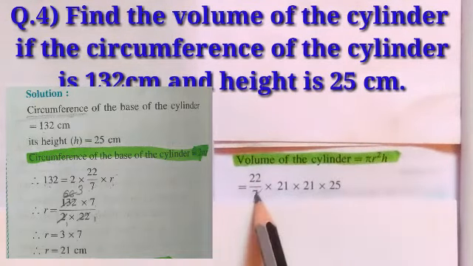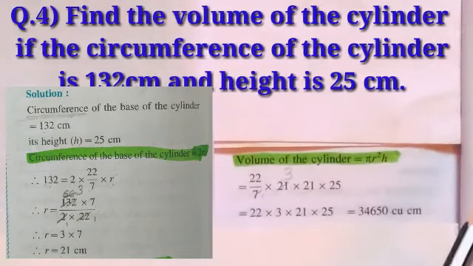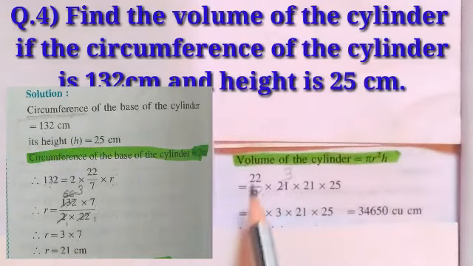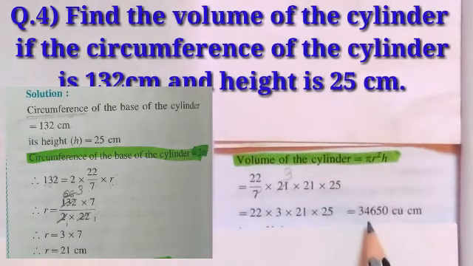Let's do the calculation. 7 1s are 7, 7 3s are 21. If we do the calculation more clearly, then we get 22 multiplied with 3 multiplied with 21 multiplied with 25. At last we got the answer, that will be 34,650 cubic centimeter. Students, here we are finding the volume of the cylinder. That's why we have written the unit, that is cubic centimeter.